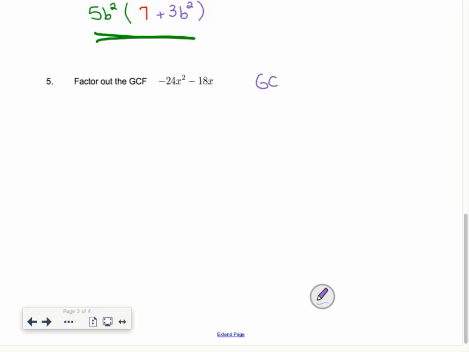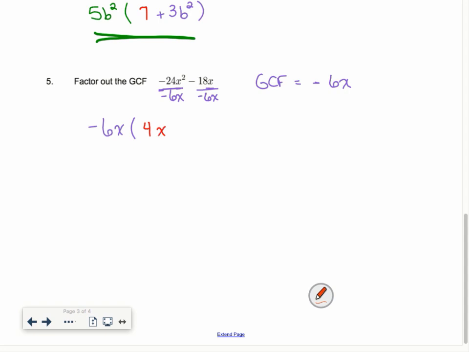So our GCF number, we got 6 from the calculator, but since there's a negative here, we need to put a negative there. Now let's look at our variables. We have an x squared and an x, so we know we need an x, and we take the smallest exponent, which is a 1. So that's what we're going to write over here, and then we're going to have to divide each of these by a negative 6x. So a negative 24x squared divided by a negative 6x: negative 24 divided by negative 6 is a positive 4. And then x squared divided by x, there's 2 here, 1 there, so that leaves me with an x.